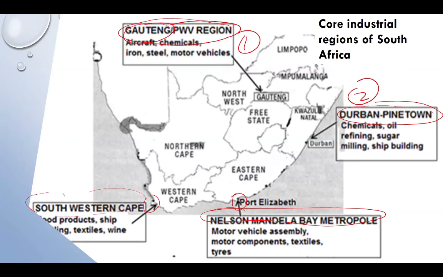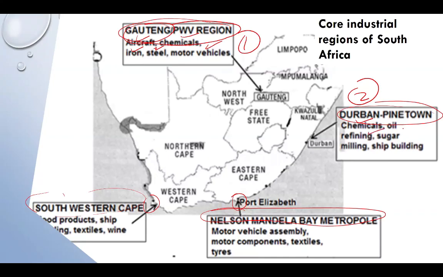And what do you need to know more there? You need to know the type of industries there. So in Gauteng, we have aircraft industries, chemical industries, iron and steel industries, and motor industries. Let's see Durban Pinetown, what we have. We have chemical industries. So if you learn one industry, chemical industries, you'll be able to answer that for two industrial regions.